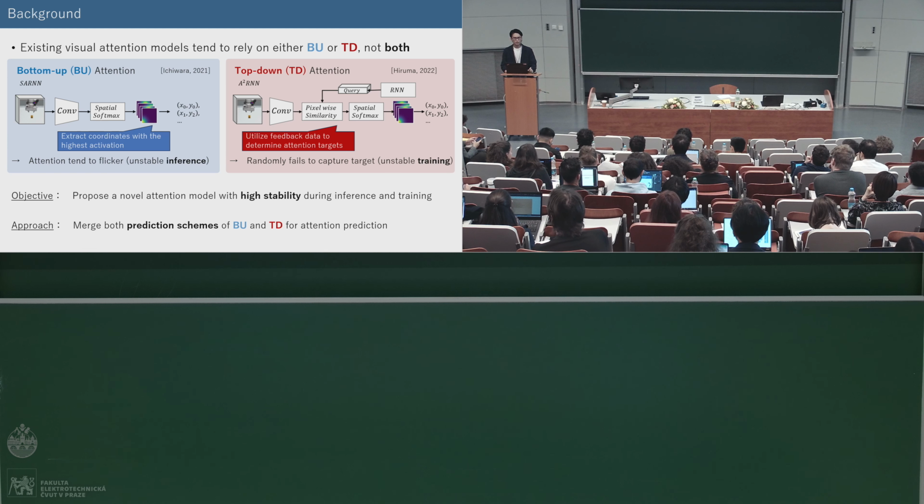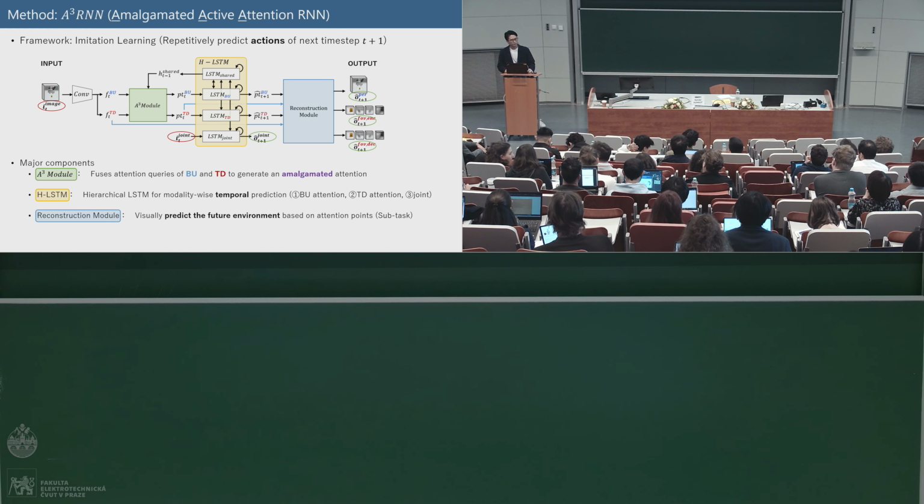Given this, our objective in this research was to propose a new attention model that merges these two different methods to have high stability during both training and prediction. Our approach was to combine these two methods directly to make a new attention model. This is our newly proposed model, A3RNN, which is short for amalgamated active attention.